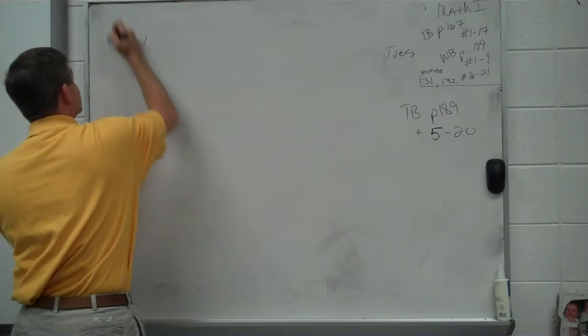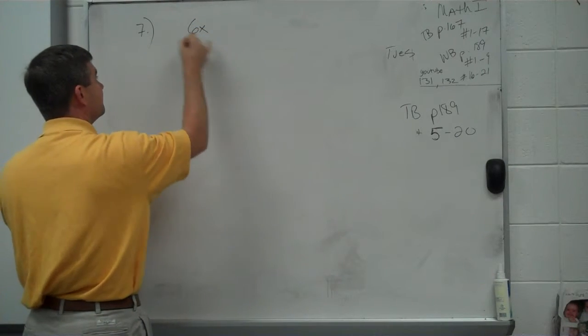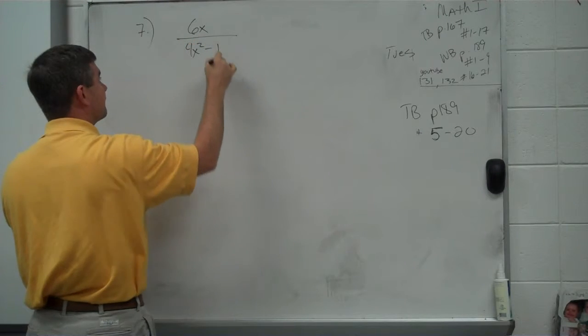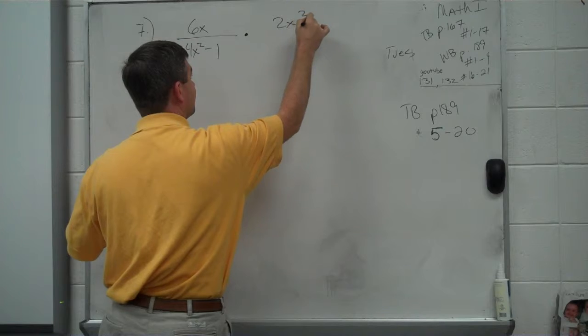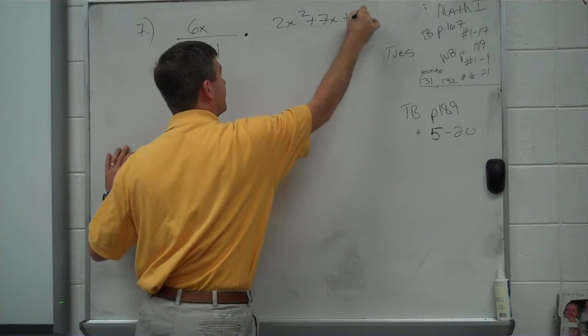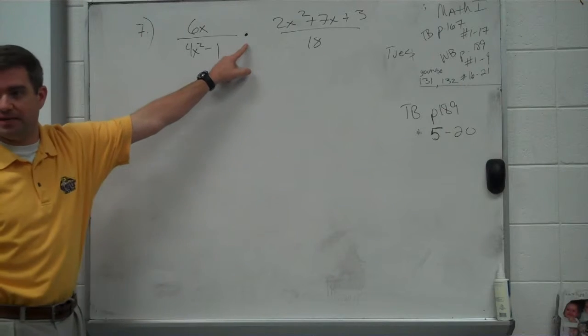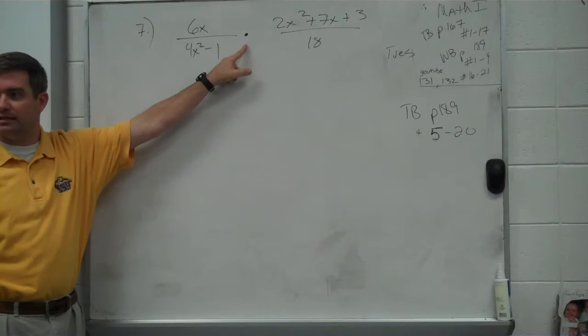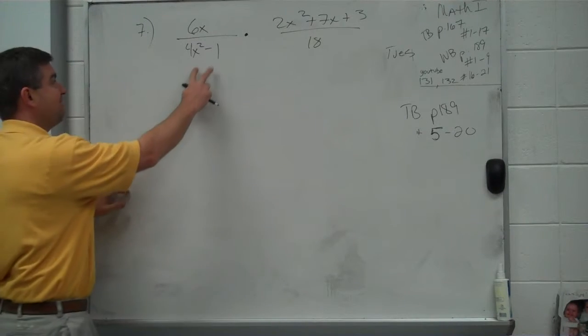All right, number 7. Sorry. Read it out. 6x over 4x squared minus 1, times 2x squared plus 7x plus 3 over 18. All right. Do I have to worry about flipping it in this case? No. Why not? Because it's not division. Dean, are you with me? Yes, sir. Okay.